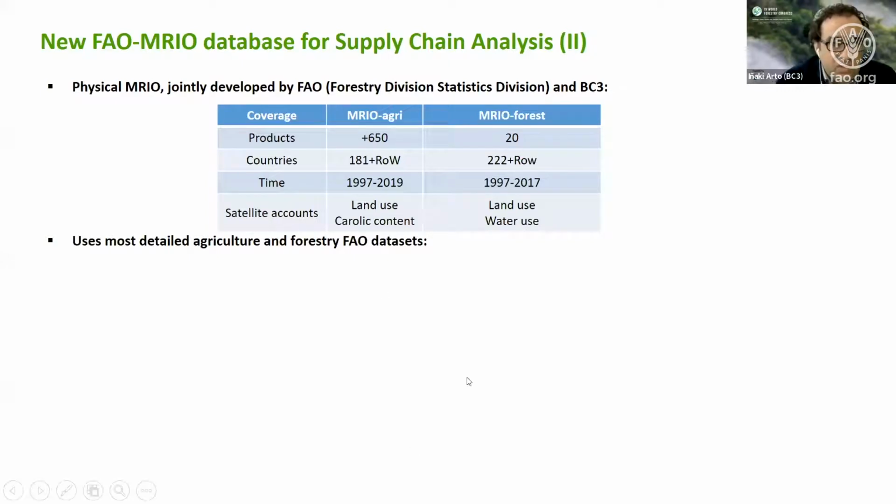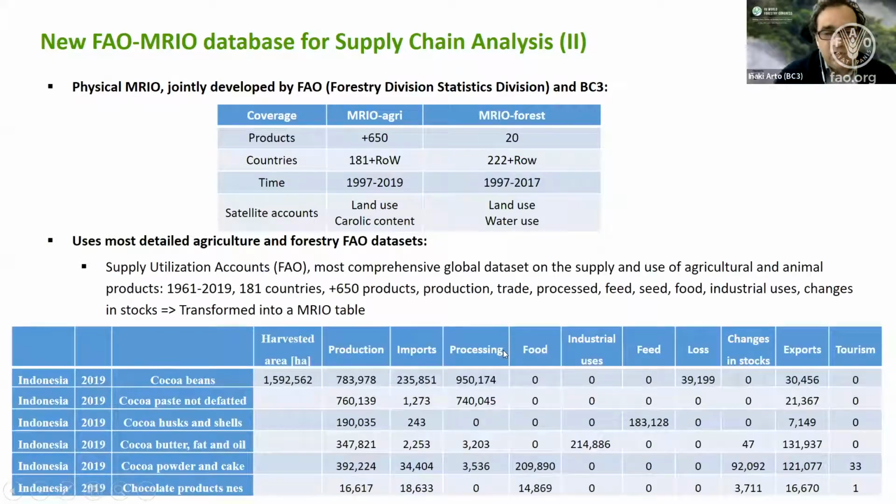These databases use the most detailed agricultural and forestry FAO datasets. In particular, I would say that the core of the database, at least for the agricultural part, are the supply utilization accounts developed by FAO. That is the most comprehensive global dataset on the supply and use of agricultural and animal products. It covers the period 1961-2019 for 181 countries, more than 150 products. It covers the production, the trade, the processes, and all these different uses for the different countries and for the different products.